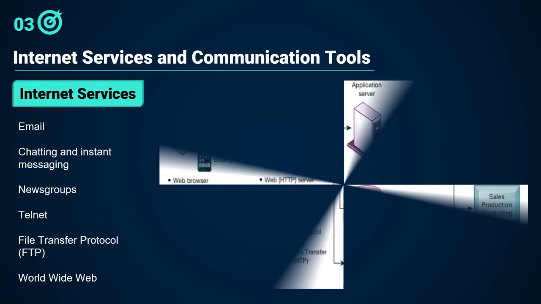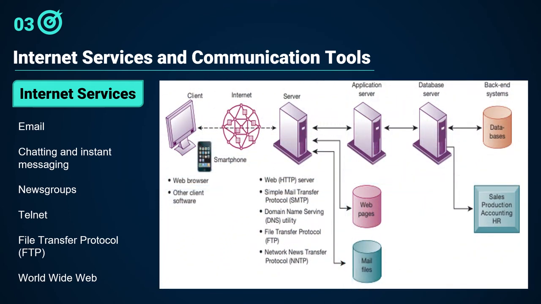So, internet services. A client computer connecting to the internet has access to a variety of services. These services include email, chatting and instant messaging, electronic discussion groups, telnet, file transfer protocol, and the web. Each internet service is implemented by one or more software programs. All the services may run on a single server computer, or different services may be allocated to different machines.